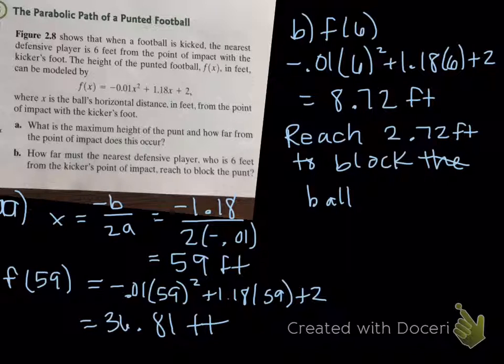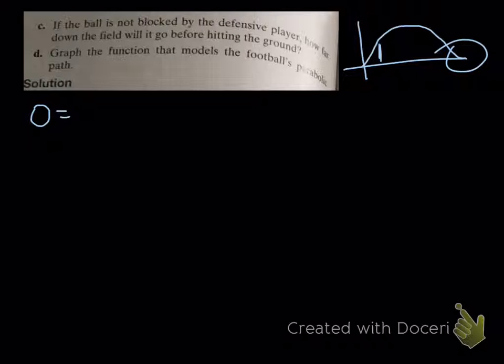Okay, so now we're going to move on to letter C and D. Letter C says, if the ball is not blocked by the defensive player, how far down the field will it go before hitting the ground? So we're saying, okay, here's the blocker. It's not blocked. It goes, and now it hits the ground. So we're talking about an x-intercept. So I need to set the function equal to 0.